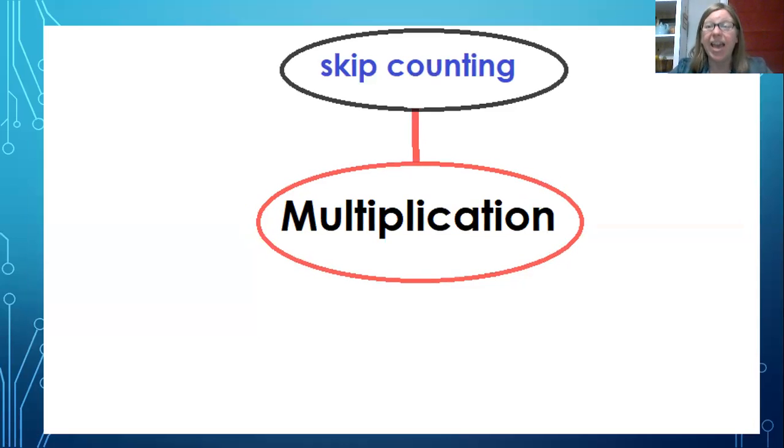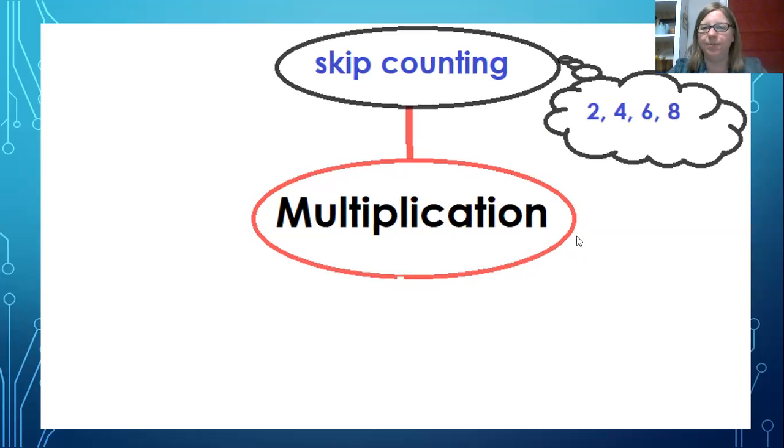Skip counting. Every time you skip count, you are doing a form of multiplication. We can think of multiplication as skip counting. All right, let's try it out. 2, 4, 6, 8. That's skip counting and multiplying by twos. Next page.